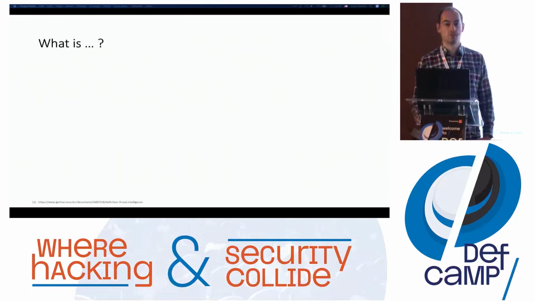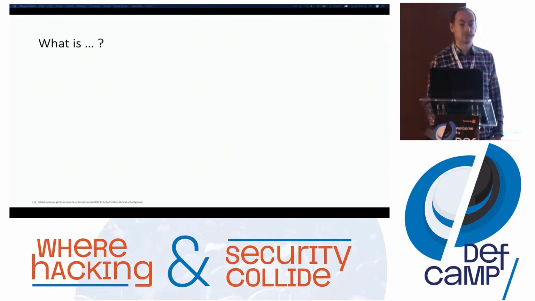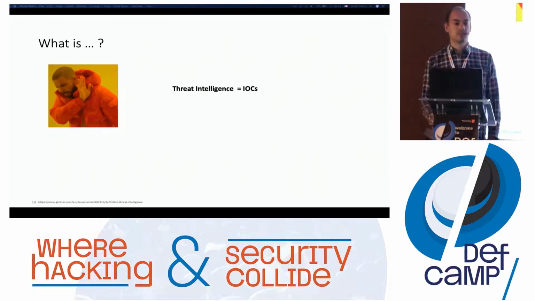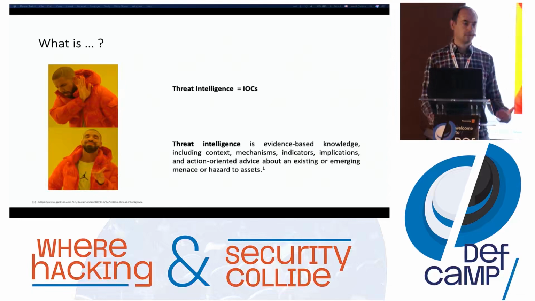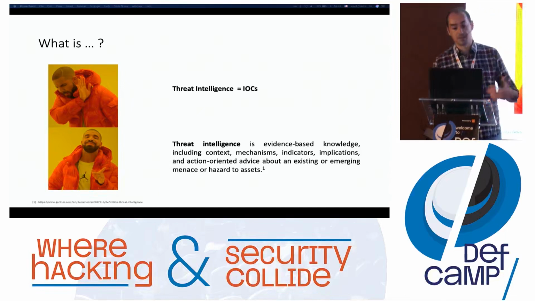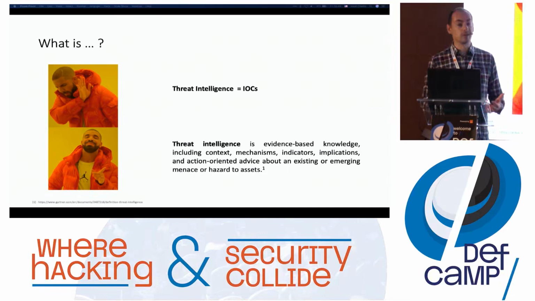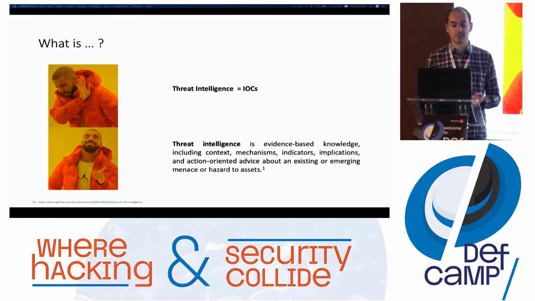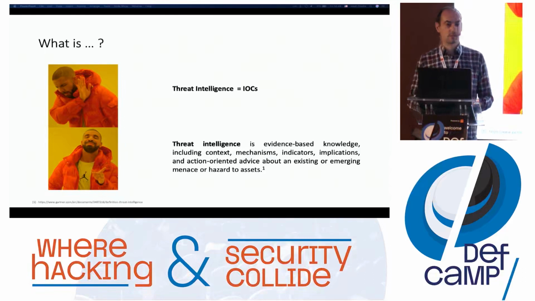So first thing first, what is threat intelligence? Definitely not IOCs. Definitely not a platform. Definitely not a feed. TI is more than that. Yeah, obviously, this is a cliche. The definition that Gartner set up. So threat intelligence is evidence-based knowledge, including context, mechanisms, indicators about existing emerging threats. Again, it's not mine, it's Gartner, so we have to believe them, I guess.